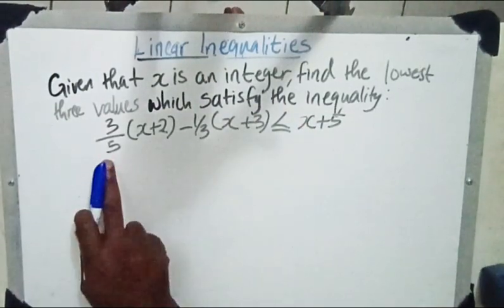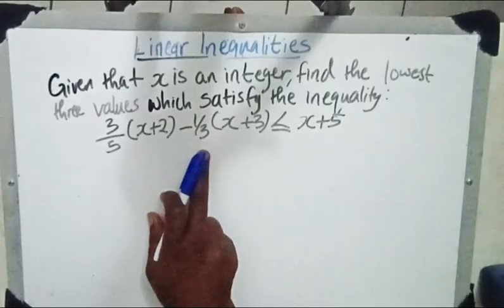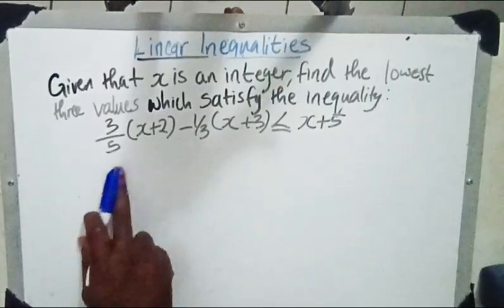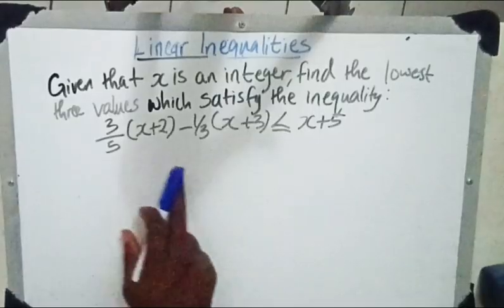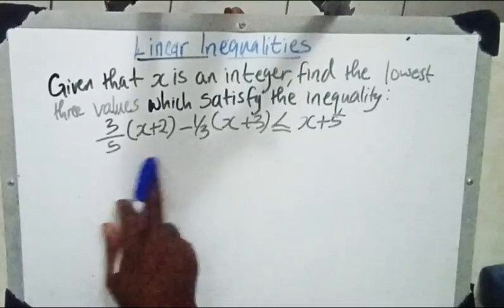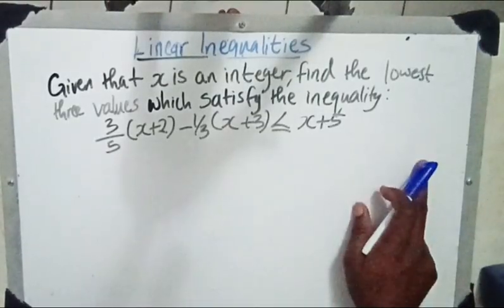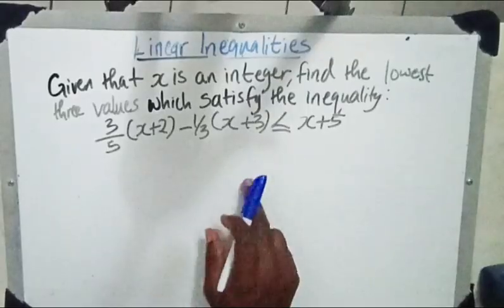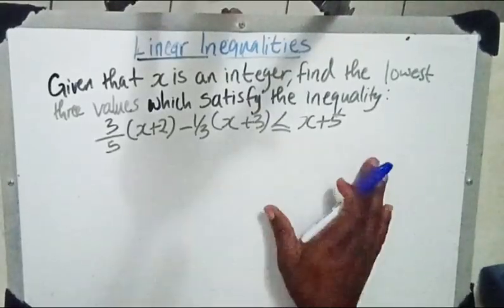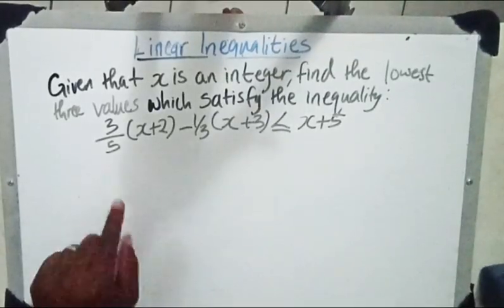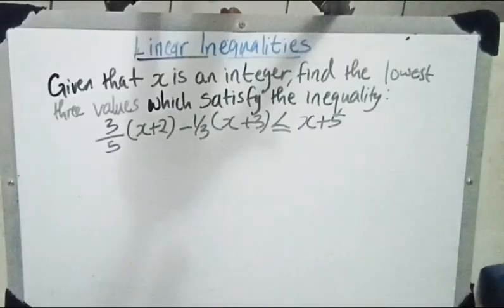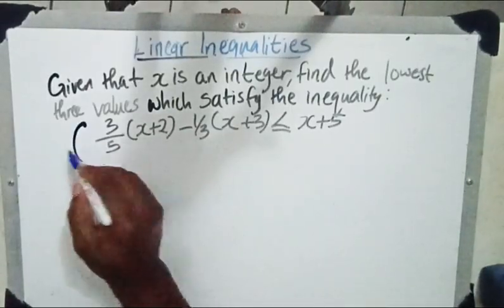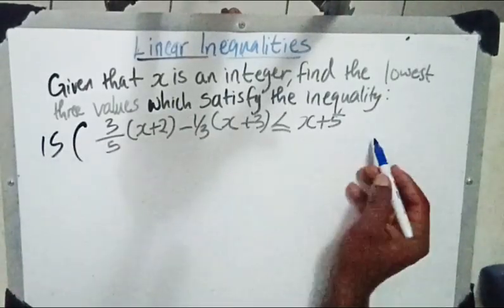Now you can see this is 3 over 5, this is 1 over 3. So one way to make this become whole numbers is to find the LCM of these denominators, and we multiply it across. Remember the principle, whatever you do to the left side, you do it to the right side. So what's the LCM of 5 and 3? That's 15.